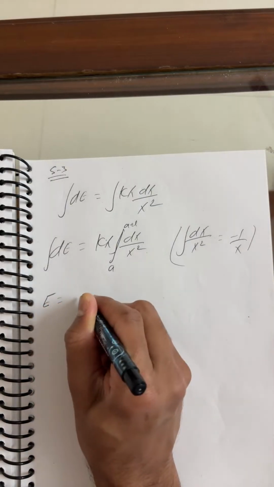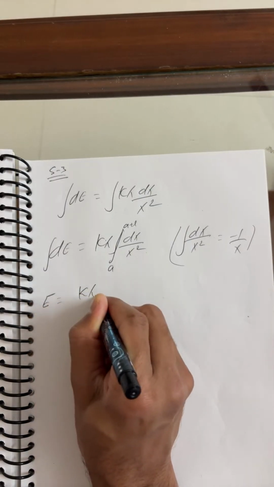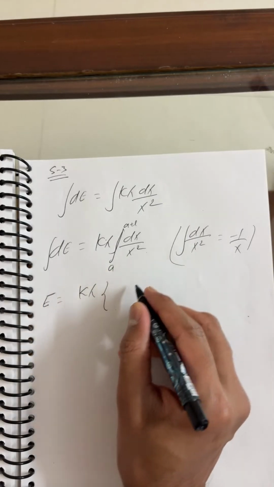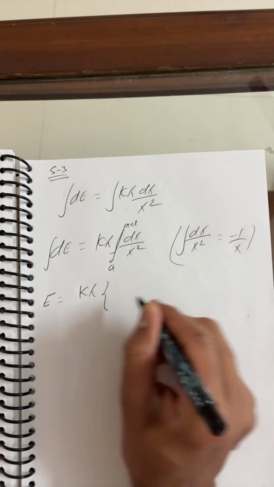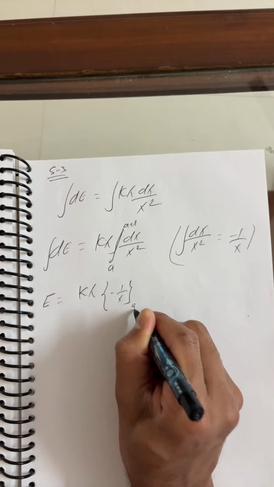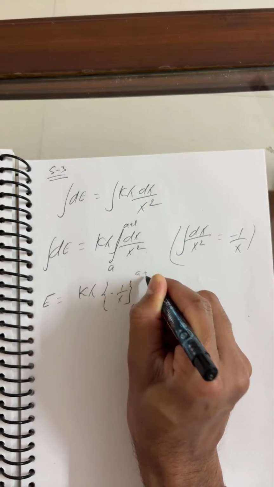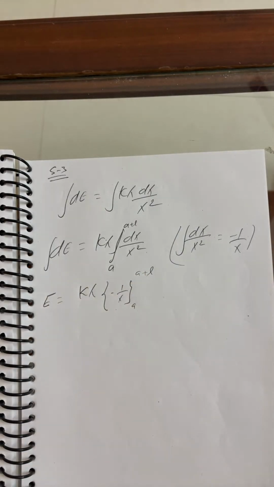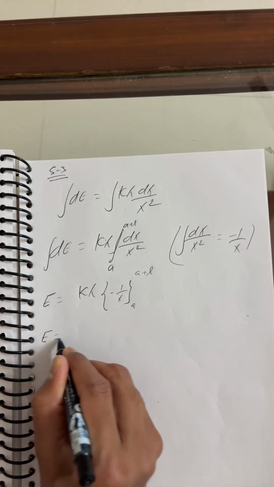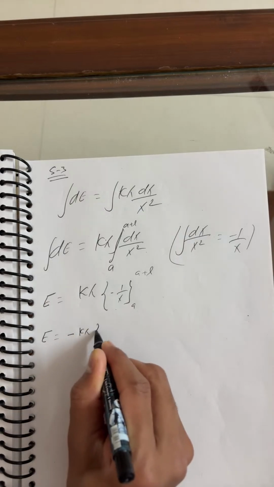This is electrical, my dear. This is k lambda beta, dx upon x square. Already I wrote here, this is nothing but 1 upon x. This is A plus L. So A beta minus K lambda.